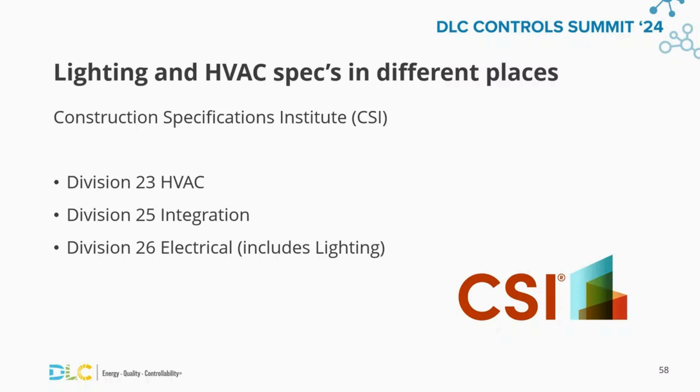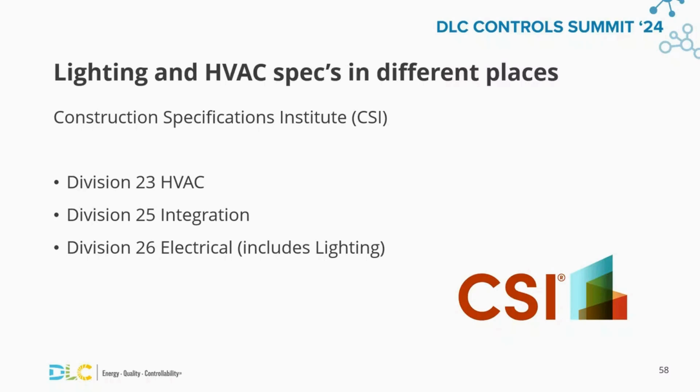For instance, lighting is always specified in Division 26 under Electrical, and HVAC is always specified in Division 23. In other words, lighting folks never look at Division 23 because that belongs to HVAC contractors, and HVAC folks never look at Division 26 because that belongs to electricians.